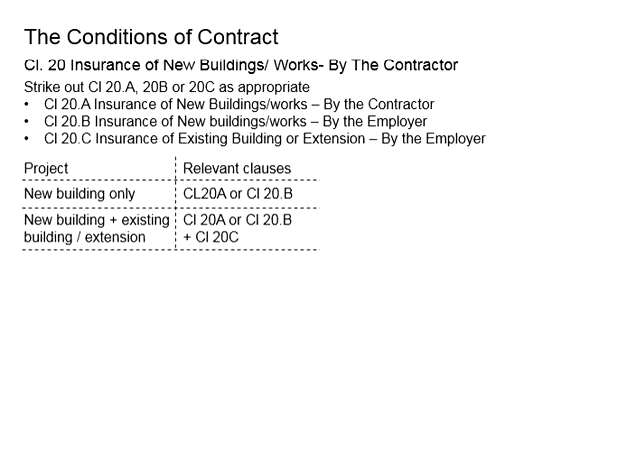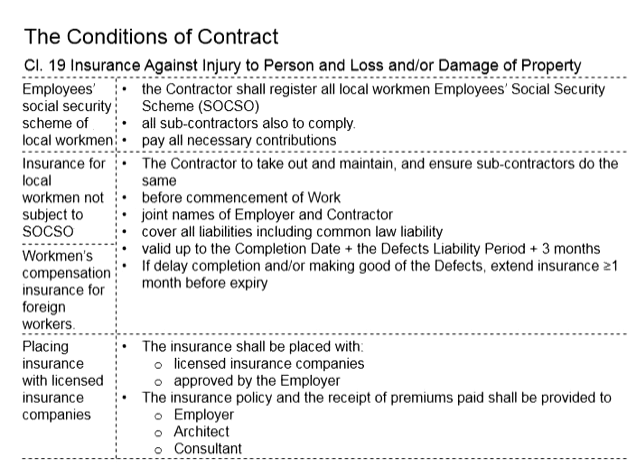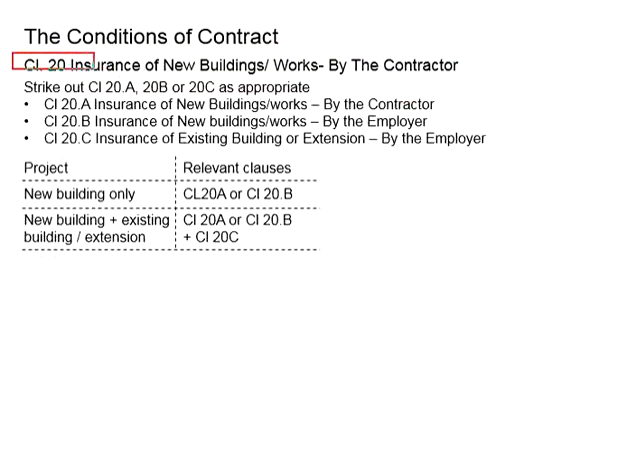In the previous videos, we talked about the insurance related to the construction project. There are two clauses in the PAM contract discussing the insurance. This includes clause 19, mentioning the insurance against injuries to person and loss and/or damage of the property, as well as clause 20 regarding the contractor's all risk insurance.